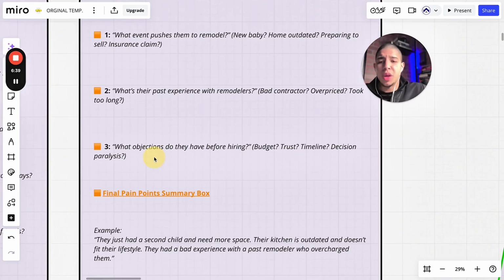Going on to number 3, what objections do they actually have before hiring? Is it a budget thing? Is it a trust thing? Is it a timeline thing? Decision paralysis. Does the decision-making process make them paralyzed? And how can you actually smoothen out that process?